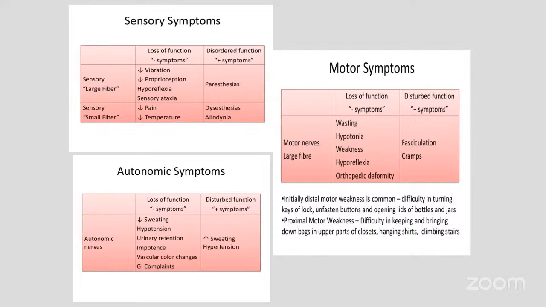In motor symptoms, the negative symptoms are wasting, hypotonia, weakness, hyporeflexia, and orthopedic deformity, while positive symptoms are cramps and fasciculations. Under autonomic symptoms, positive symptoms may be increased sweating and hypertension, while negative symptoms may be urinary retention, impotence, GI complaints, decreased sweating, or hypotension.